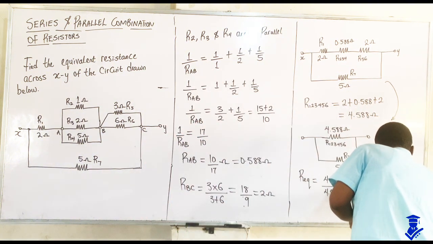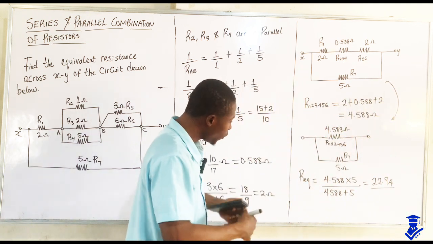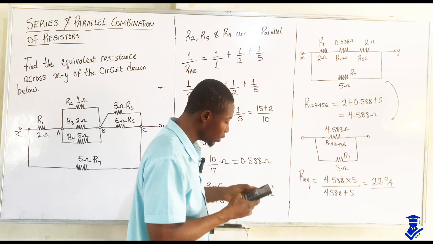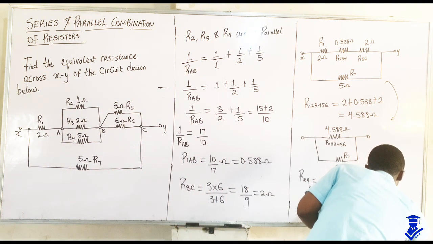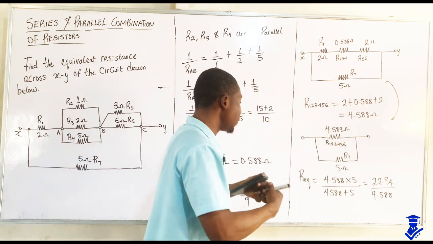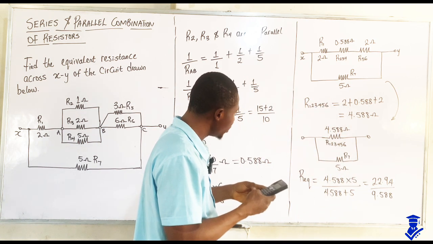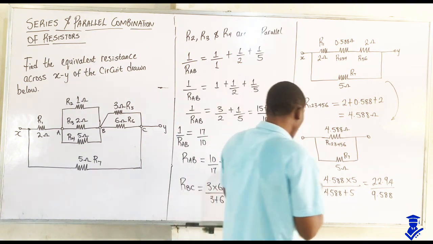22.94. 22.94 divided by, now 4.588 plus 5 gives us 9.588. All right, so let's divide them. 22.94 divided by 9.588 gives us 2 point.